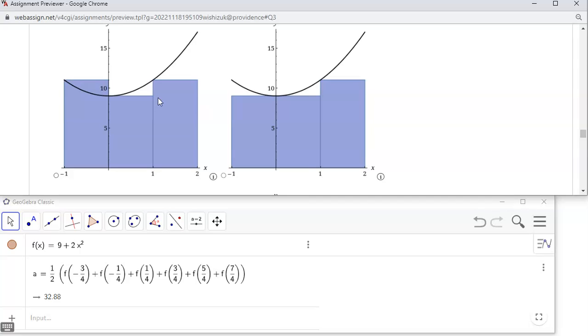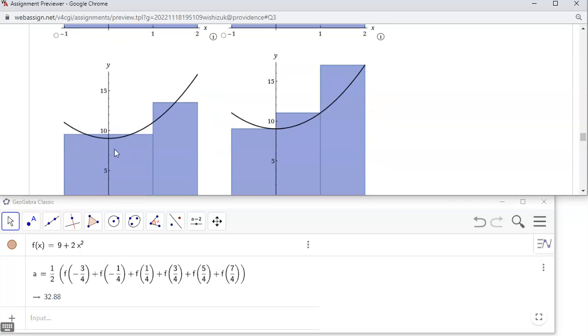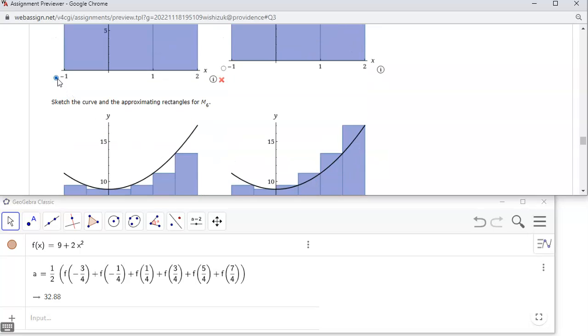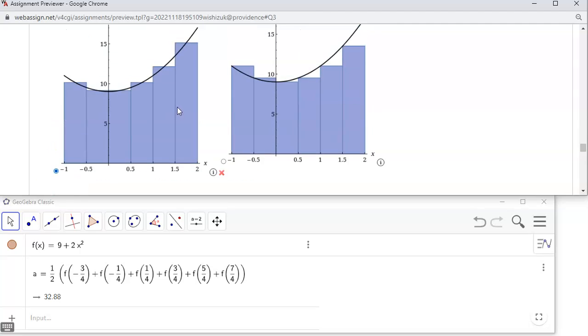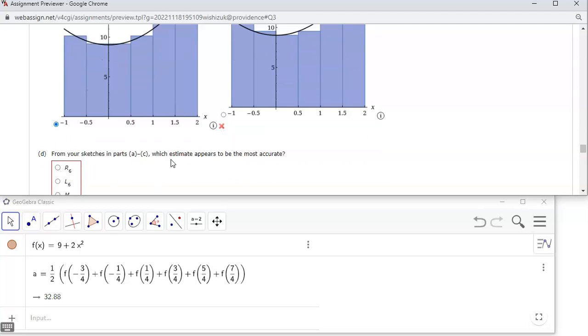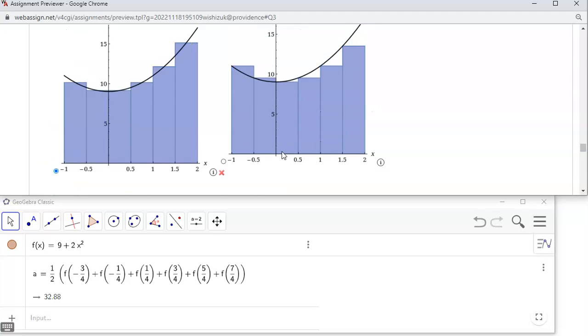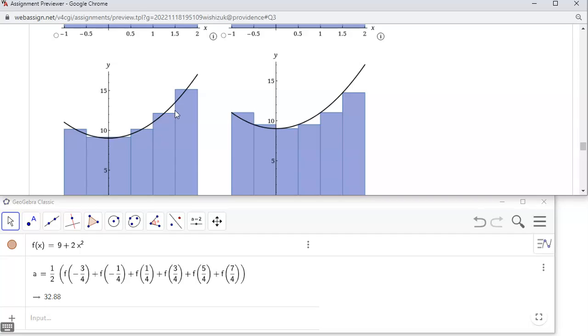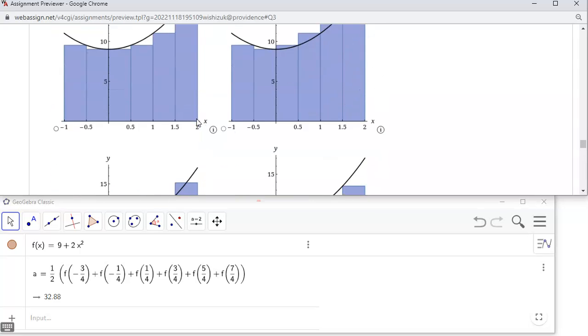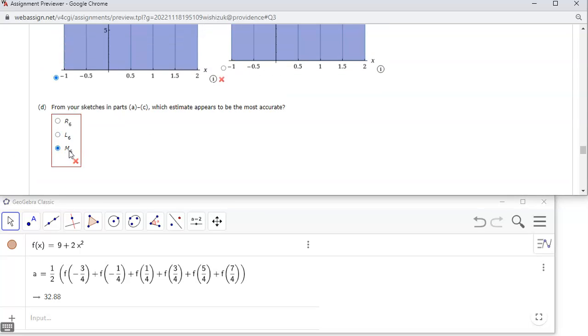For the midpoint, this is not it, this is not it. Here we're using the midpoint of each interval to determine the height of the rectangle, so this is going to be it. This isn't it. Here it is using the midpoint, so this is the correct picture. From your sketch, this appears to be the most accurate. The most accurate is probably the midpoint one, because the underestimates and overestimates kind of cancel each other out.